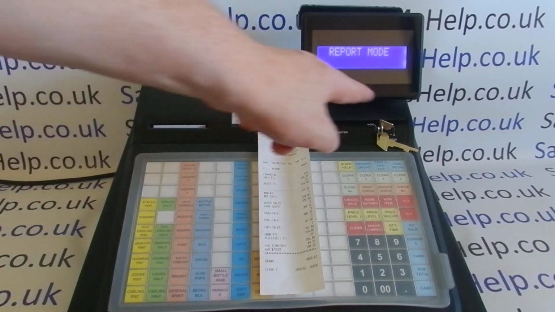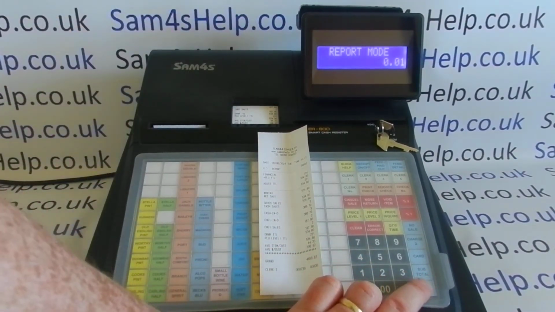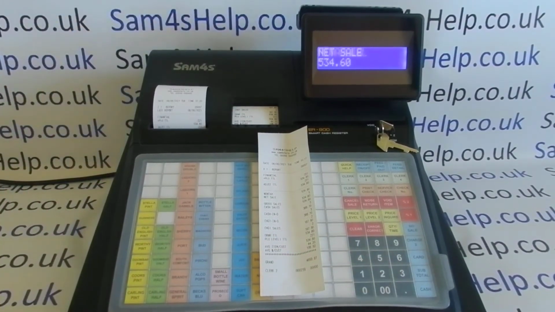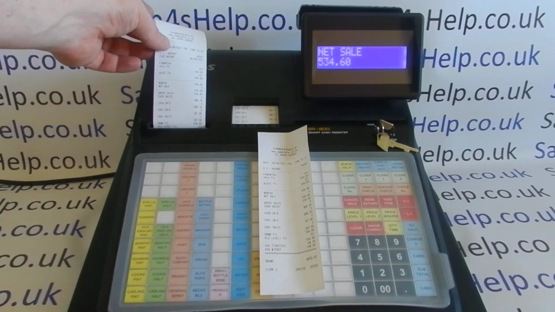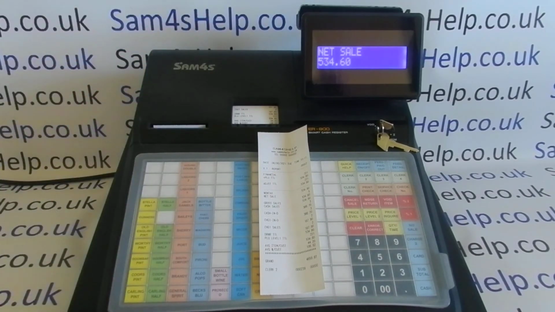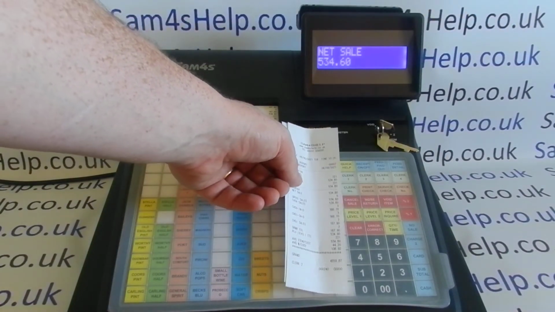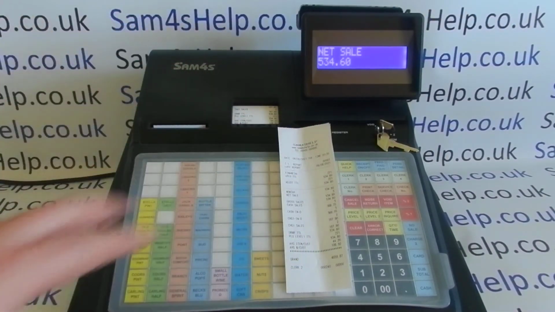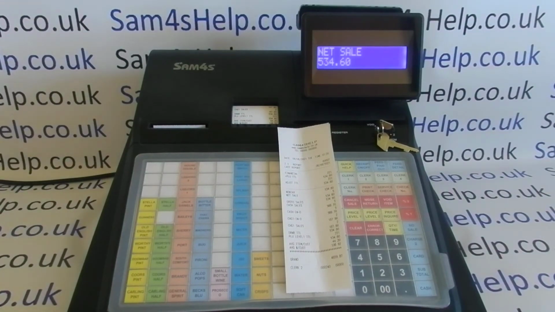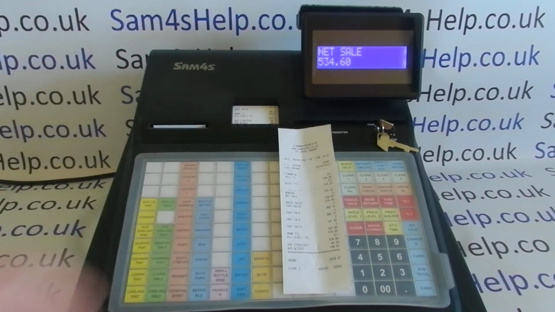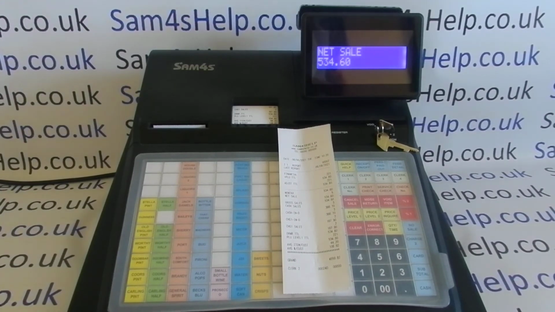So if we were in the Z mode now and ran a financial report. So this is our Z1 report, which we'd be using every day to cash up our till. If we ran one of these every day and were trading for 7 days, at the end of that 7-day period we would have 7 Z1 reports. We could then run a consolidated weekly report.